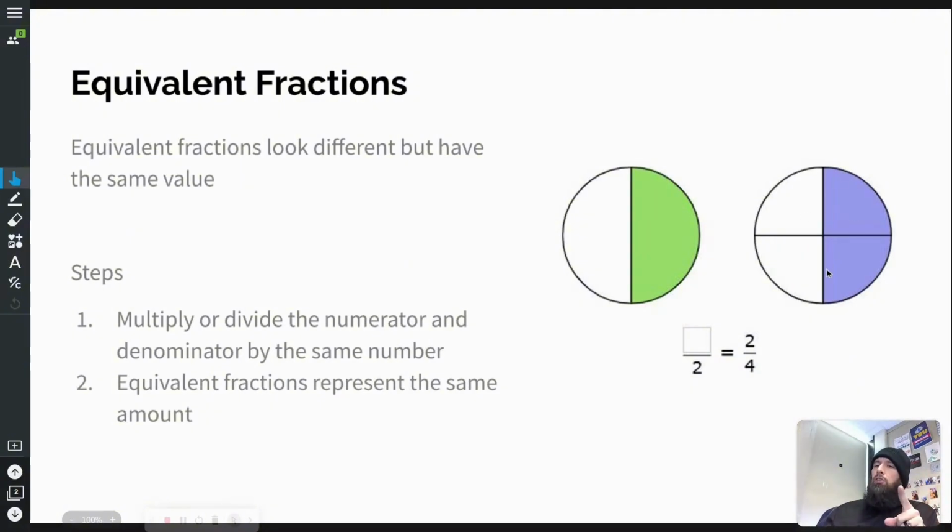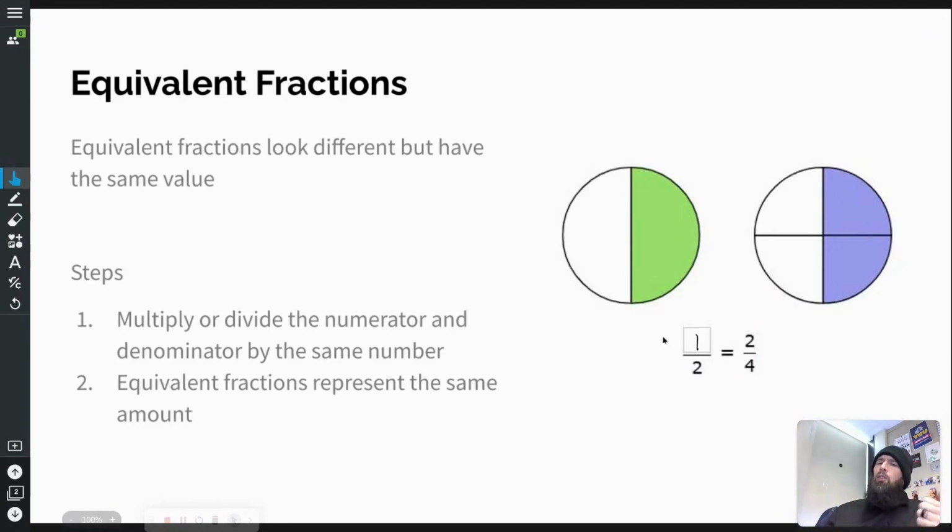That would be written as 2/4 because two of them are shaded out of a total of 4 equal parts over there, and you're right. This guy, one of them is shaded out of 2 equal parts. Although the numbers are different, they're the same exact fraction because they represent the same exact size of your whole. So what you're going to do is multiply or divide the numerator and the denominator by the same number. Equivalent fractions represent the same amount.